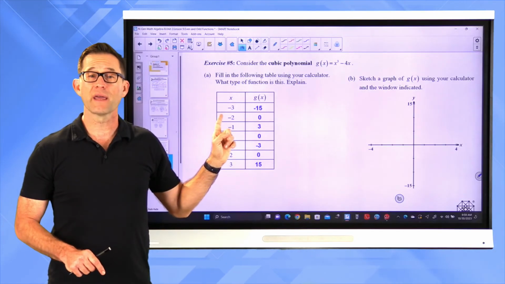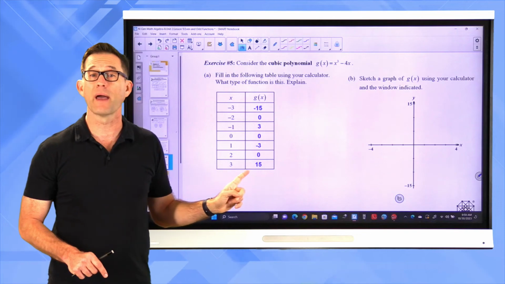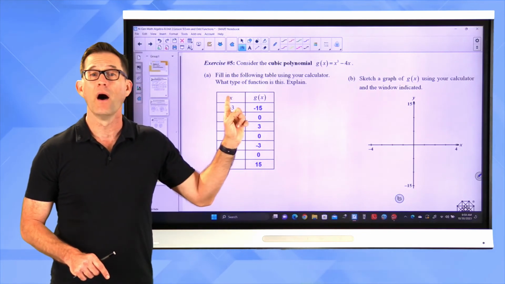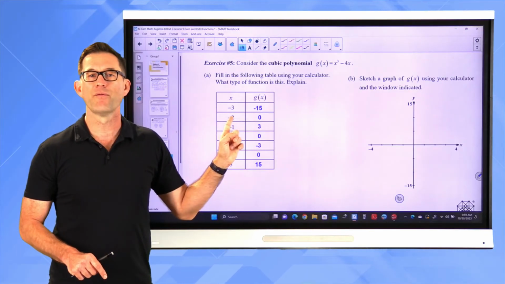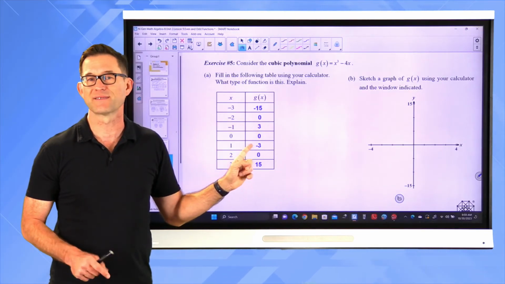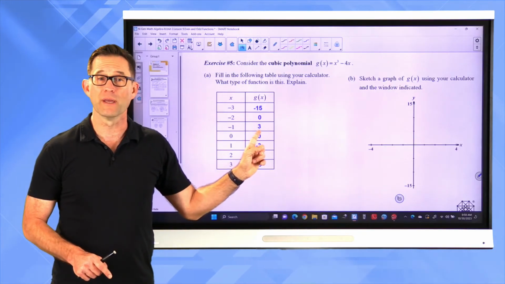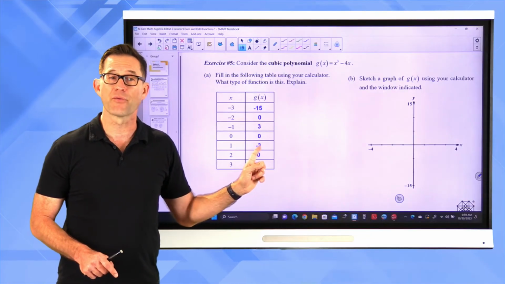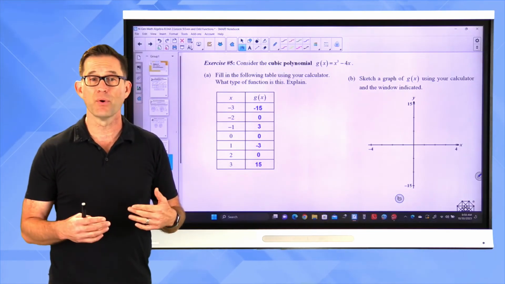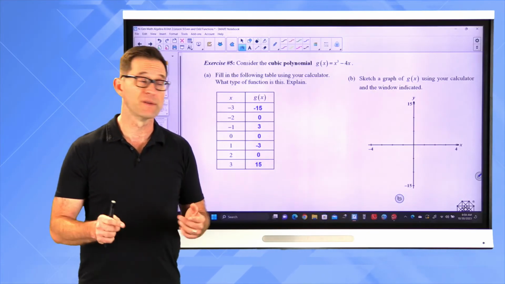When my input was negative 3, my output was negative 15. When my input was positive 3, my output was positive 15. Opposite inputs gave me opposite outputs. Now, it's not that helpful when I have outputs of 0. That's not great. But when I have an input of negative 1, my output was 3. And when I had an input of positive 1, my output was negative 3. Again, opposite inputs are giving me opposite outputs. So it appears that this is an odd function.